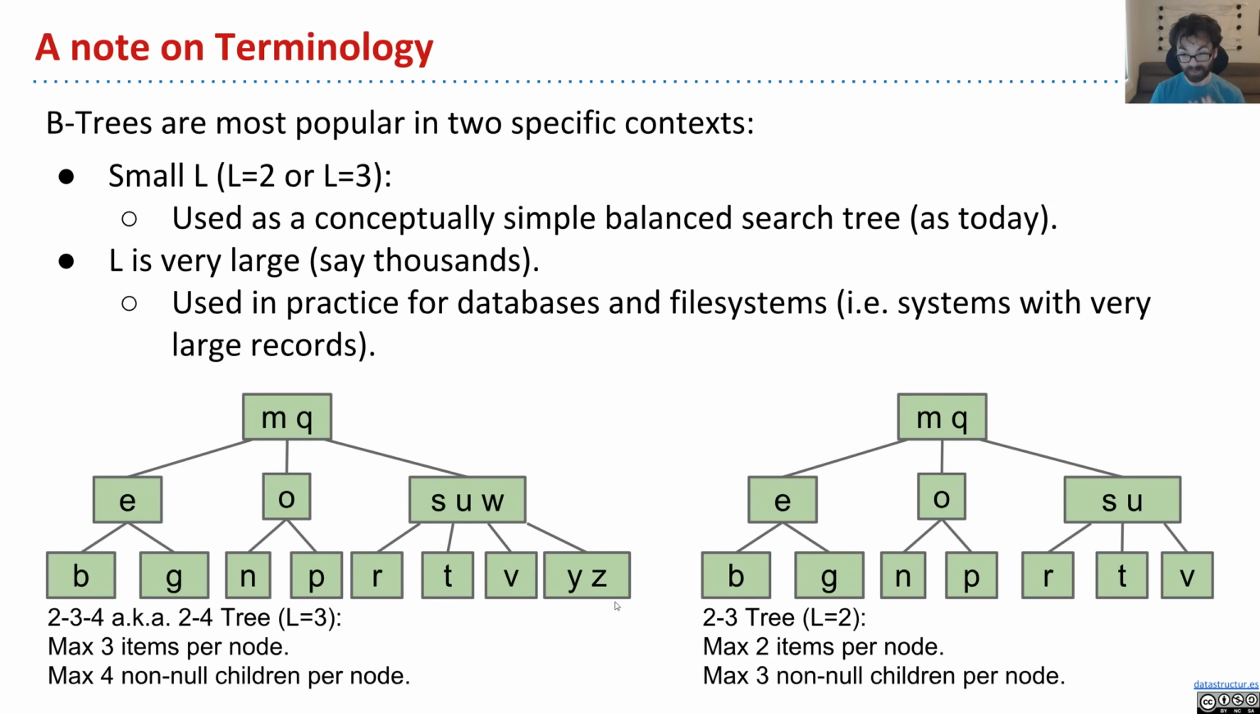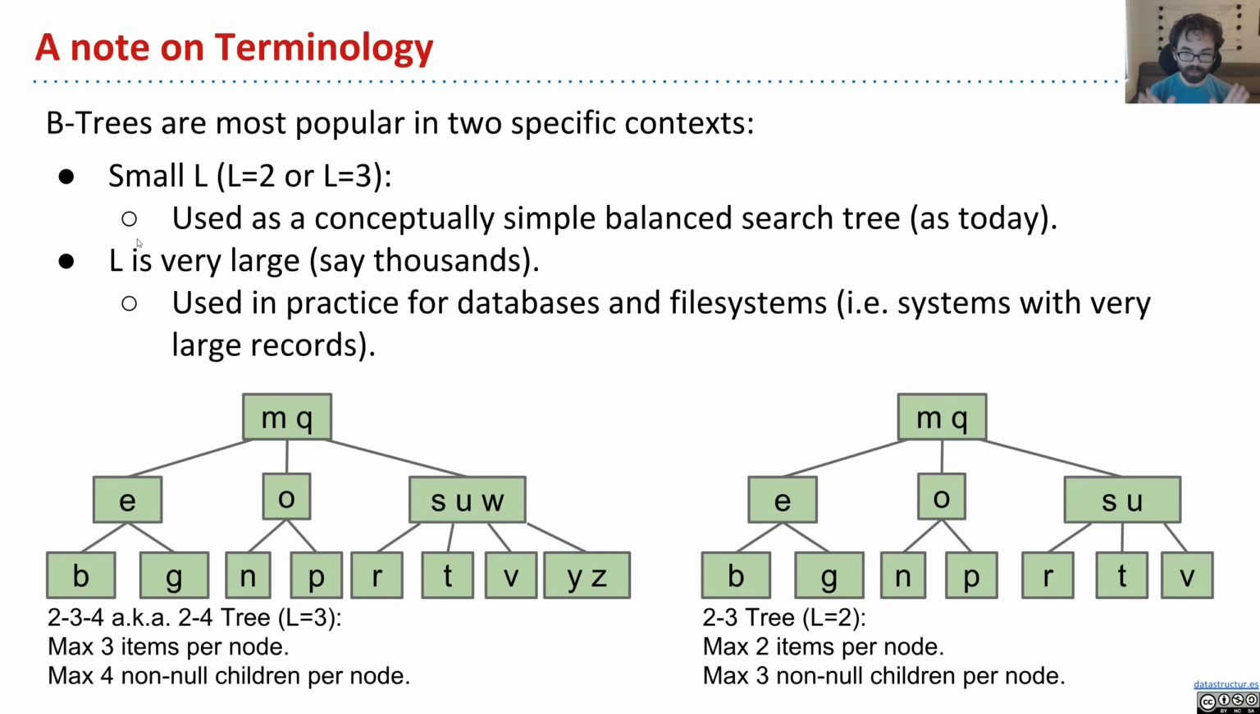And just one quick note to round out this terminology: B trees are most popular in two places. One is for small L, like L equals 2 or L equals 3. In that case, it's used as a conceptually simple, balanced search tree. It's a nice, simple way to get a balanced search tree. There are also cases where L is very large, say in the thousands. And that's used, for example, in database applications, and I'm not going to talk about them in this class, but be aware that what we're calling a B tree for small L is the same that you will see if you take a databases course.